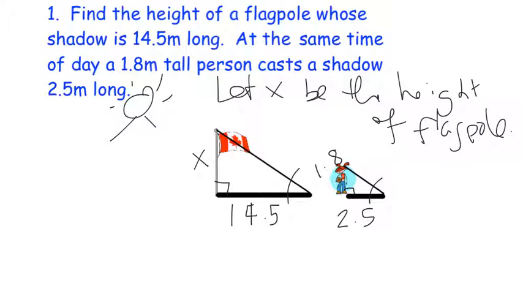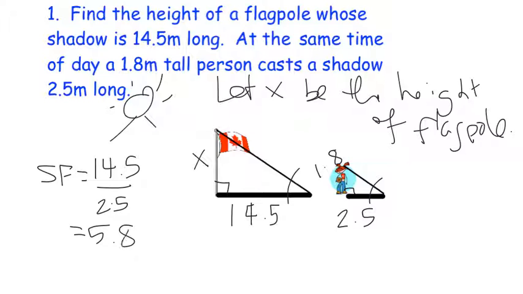Specifically, we can use the idea of a scale factor. So if you look at the triangles here, you see that we have the length of the shadow. Those are the two sides that are related, so we'll use that as our scale factor. So we're going to take the long side and divide it by the shorter side, and we get 5.8. Okay, 5.8. So that's going to be our scale factor.